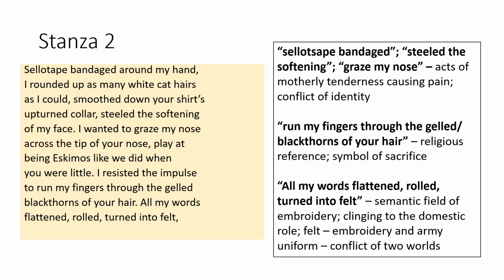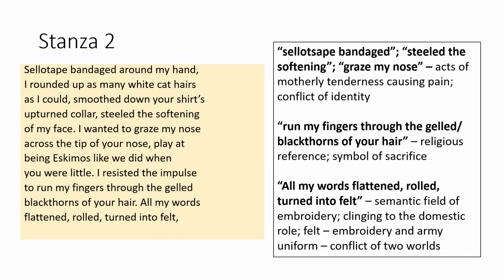All my words flattened, rolled, turned into felt. And this is the start of the narrative voice beginning to use words in the semantic field of embroidery. We get it increasingly in stanza 3. And it seems to me this is a woman who is clinging to the domestic role. She's clinging on to the role of a mother in order to reinforce her identity. That is what she knows. That is what she desires.